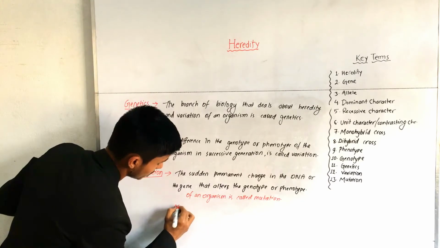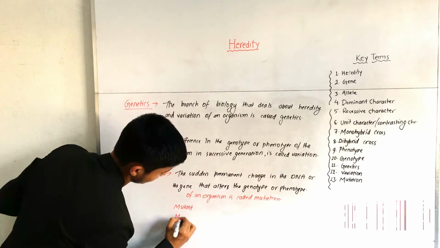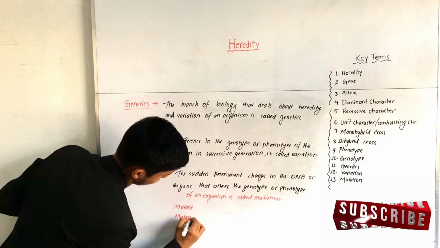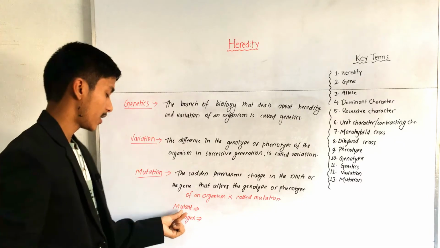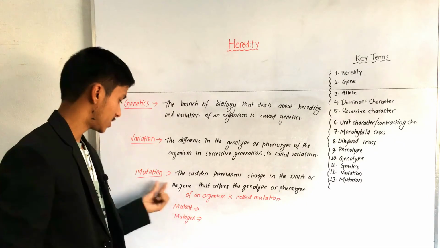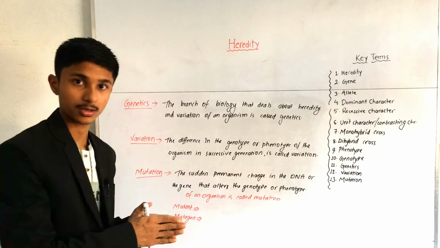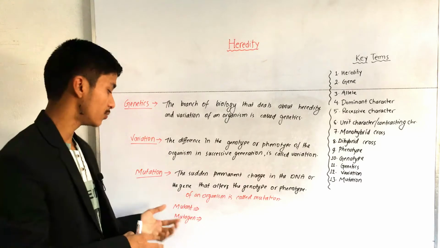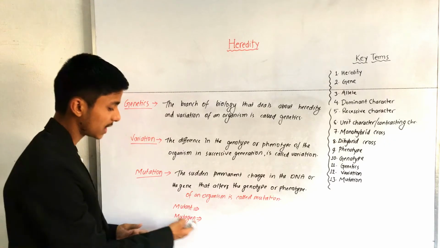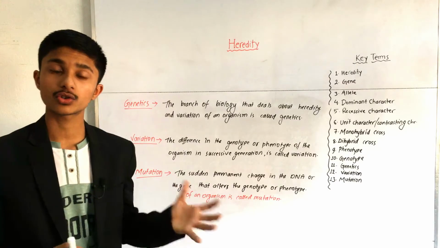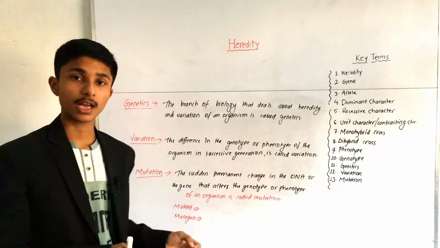There are two terms under mutation: mutant and mutagen. The effect of this mutation is called mutant. It means the person or the agent on which mutation takes place. And mutagen means the cause of mutation. What is the cause of mutation? For example, radioactive rays and chemicals, these all are mutagens.